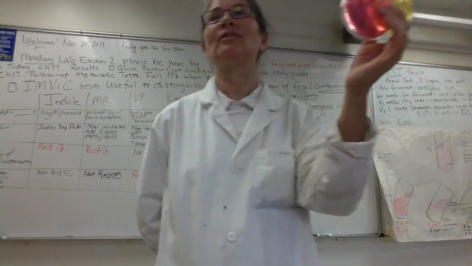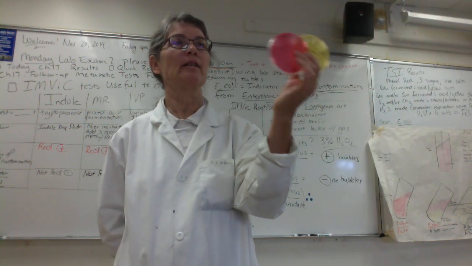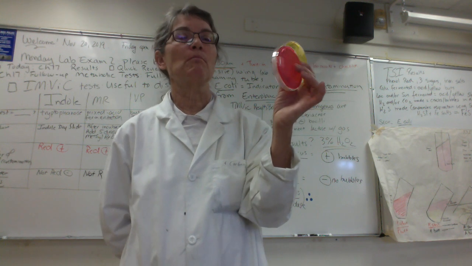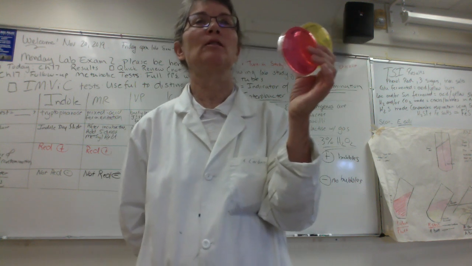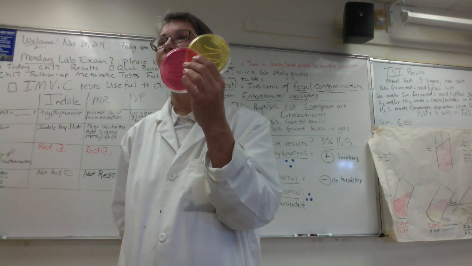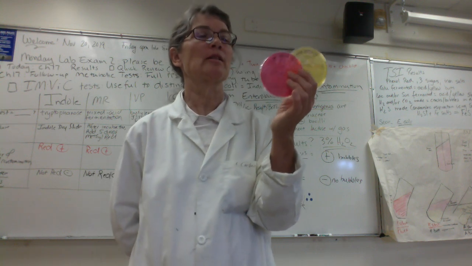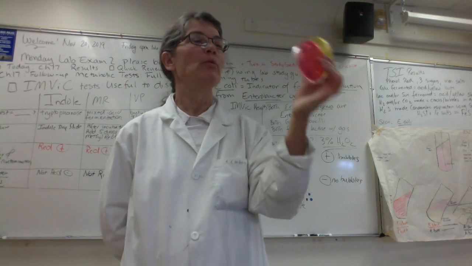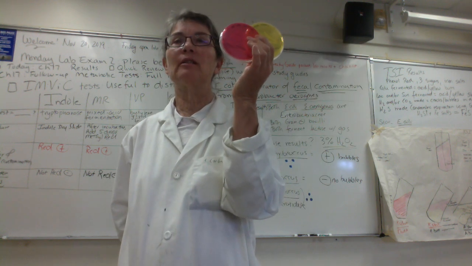Why is mannitol in mannitol salt agar? Is that the differential ingredient? It is, right? So, if mannitol is fermented, do we get acids produced? Yes, it's a sugar alcohol. We're going to get acids produced. What's going to happen to the pH? It'll go down, right? Would it help if we had a pH indicator in here?